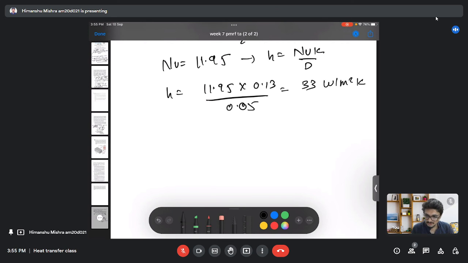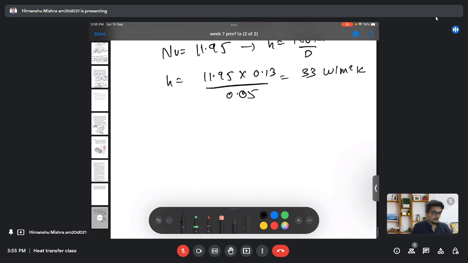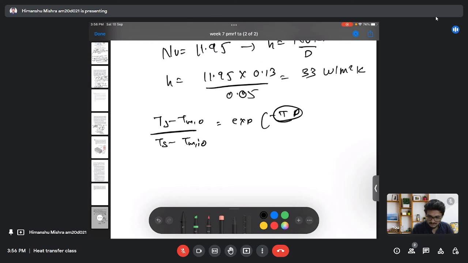To find the mean temperature or the outlet temperature, we will use the expression that we already used in the previous question. So we have been given the inlet temperature. This pi d is my perimeter. In the previous question, I had written directly P. Now I am writing pi d, which is the perimeter for the tube.